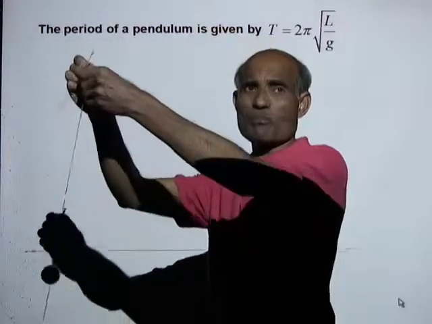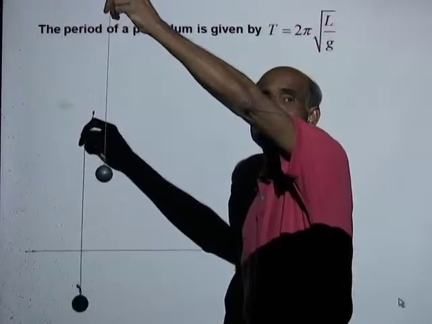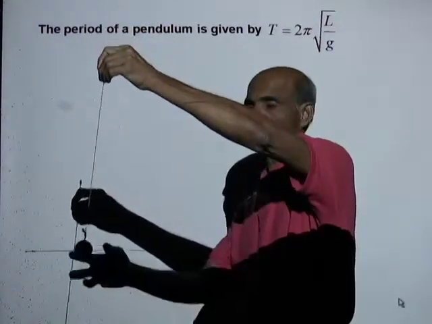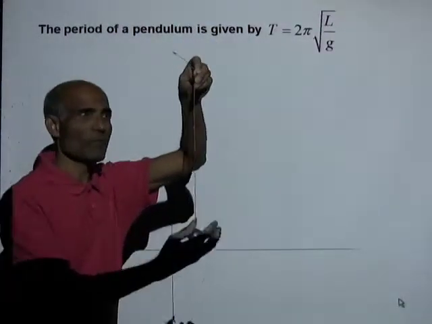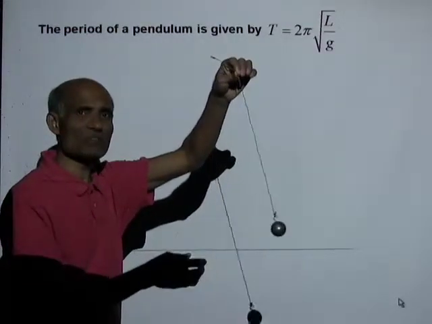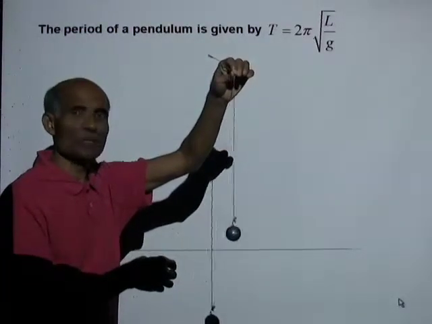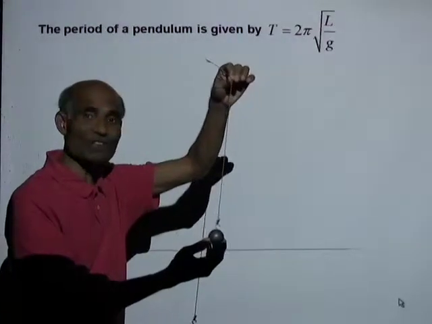Now here I have a pendulum. I'm sure you have seen pendulums. I know the shadow is actually blocking. Now what is the meaning of period? If I set this pendulum into oscillation, period is the time taken for one oscillation.